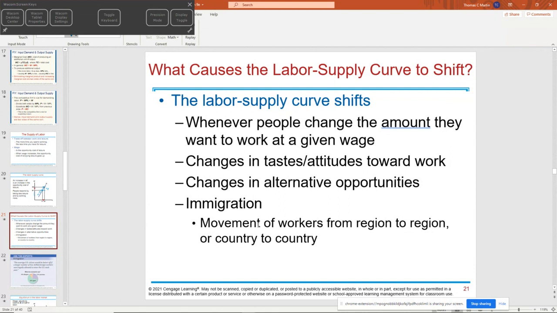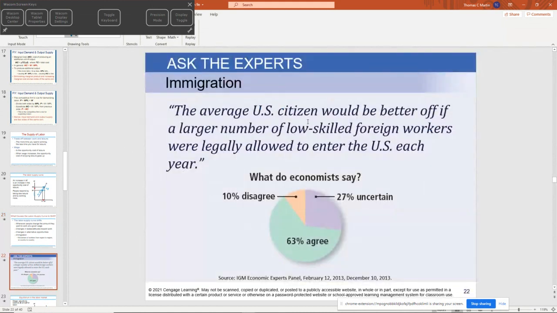Immigration affects it. The movement of workers from one location to the next. It could be from county to county, state to state, country to country. We have to take the movement of the workers into consideration. It will affect both the quantity available and the price per unit. Here we say the average U.S. citizen would be better off if a larger number of low-skilled farm workers were legally allowed to enter the U.S. each year.